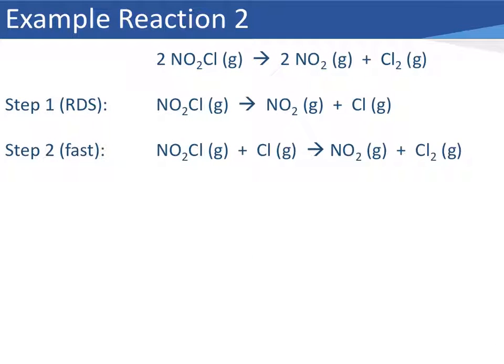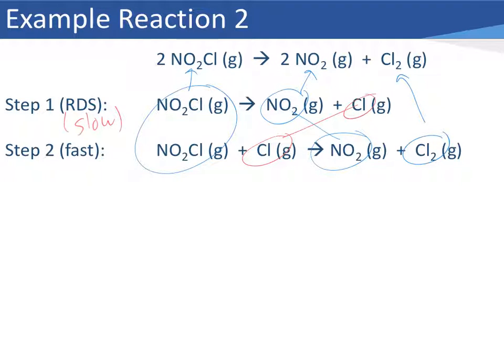Let's look at another example reaction that is a 2-step mechanism. The first step is the rate determining step, which means it is the slow step. In this example, an NO2Cl molecule will decompose to form NO2 plus Cl, and then that Cl atom will react with another NO2Cl to form NO2 plus Cl2. So that means that Cl is an intermediate. And if I look at the overall reaction, 2 NO2Cl will form 2 NO2 and 1 Cl2.